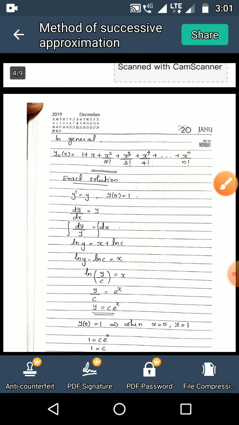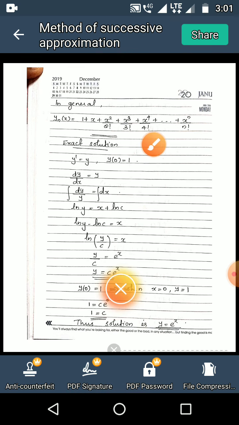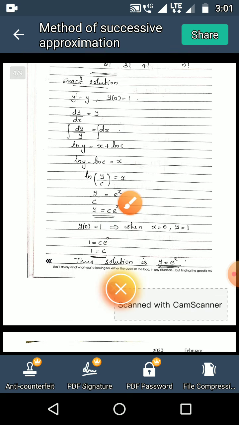Let's find the exact solution of this differential equation. y dash is equal to y, y of 0 is equal to 1. It is a variable separable form. So dy by dx is equal to y. So dy by y is equal to dx, integrating both sides. So log y is equal to x plus constant of integration, I have written it as log c. So log y minus log c is equal to x. So log y by c is equal to x, so that y by c is equal to e raised to x, and y is equal to c e raised to x. By the initial condition, y of 0 is equal to 1, means when x equal to 0, y equal to 1.